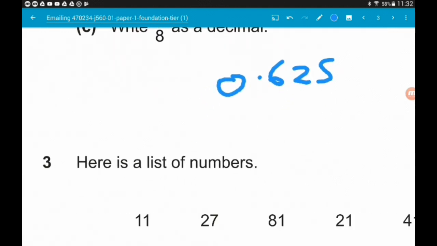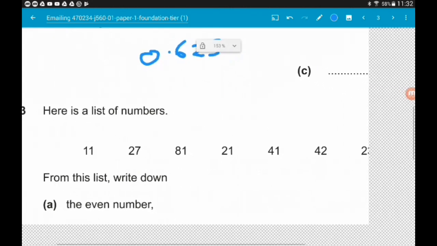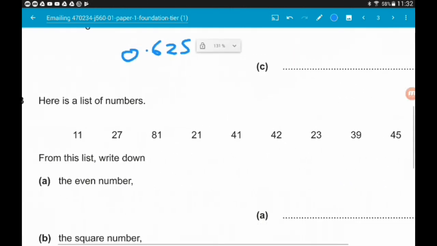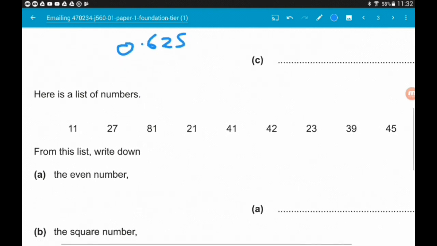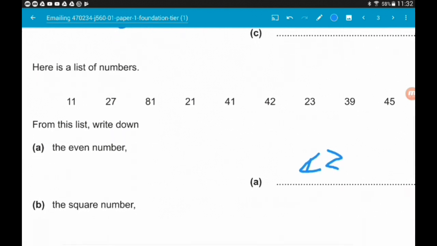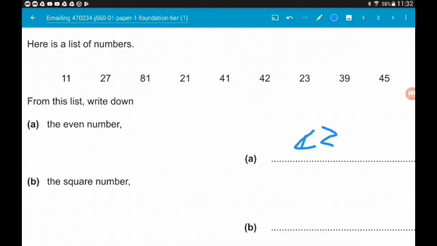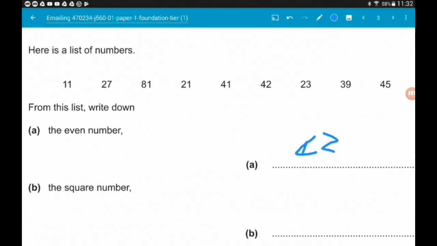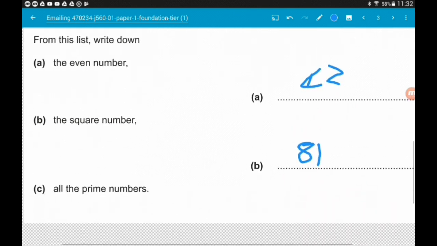For question 3, we've got a list of numbers. Part A wants us to write down the even number. That is going to be 42. Part B wants the square number. That's going to be 81. 81 is 9 times 9, so it's square.